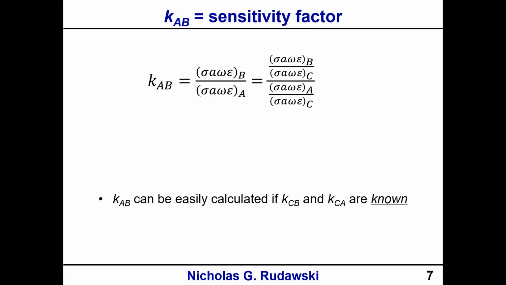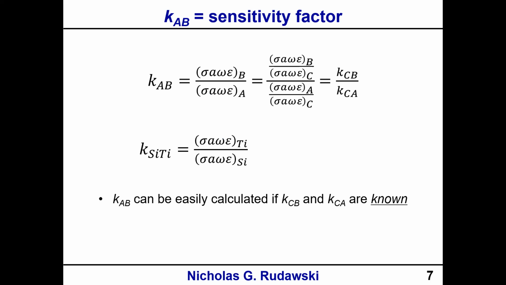I basically just multiplied everything by 1. What I end up with here is the sensitivity factor KCB divided by the sensitivity factor KCA. The reason this is useful is that if I don't have the sensitivity factor KAB, but I have KCB and KCA, I can get KAB. So I don't have to actually calculate or measure KAB if I have these other two.